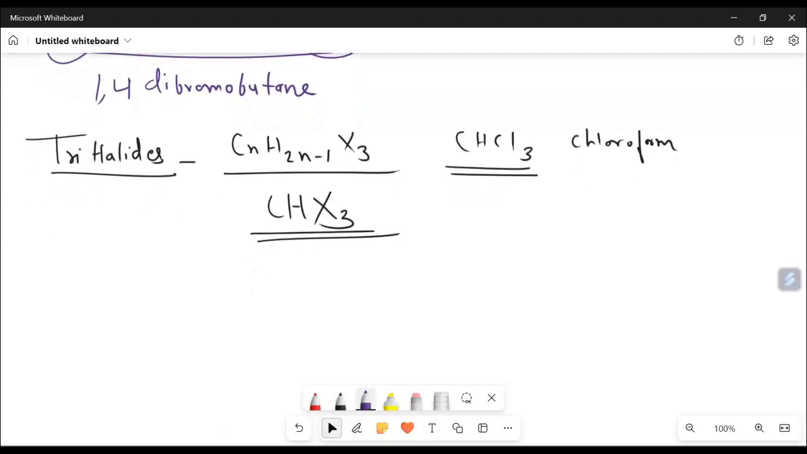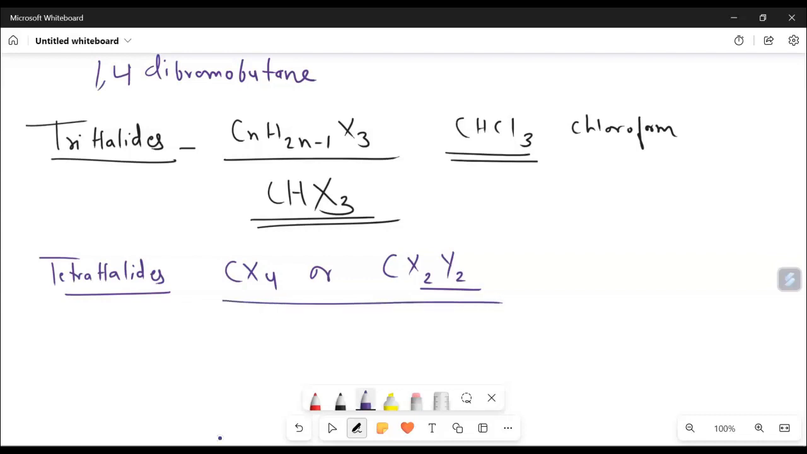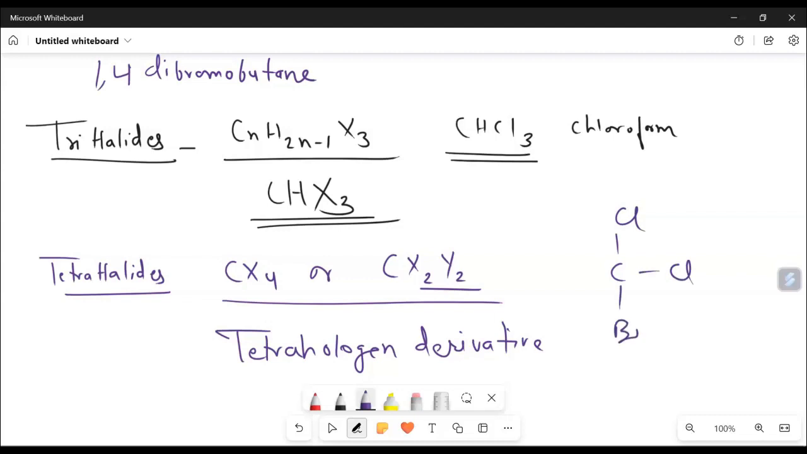The fourth one is tetrahalides, that is CX4 or CX2Y2. There could be two other atoms also present on it. CX2Y2 is called a tetrahalogen derivative. Here Cl, Br, where Br is representing Y and Cl is representing X, so it could be like that.